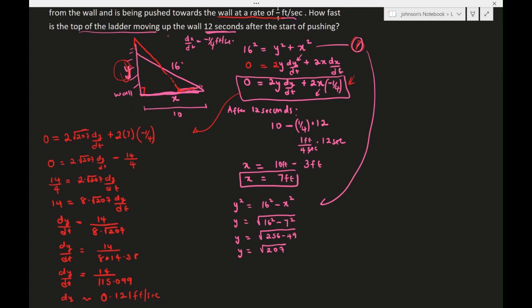Then, what did we do here? We said after 12 seconds, you need to find the distance, because if you are pushing in this way, after 12 seconds you must have covered some distance here. So we want to find this distance after you push for 12 seconds. And this is simply 10, because the original distance is 10 before you start pushing. So that's why we have 10 minus 1 over 4 times 12, which is time in seconds. If you look at the units, this is going to give you feet. So you have 7 feet.